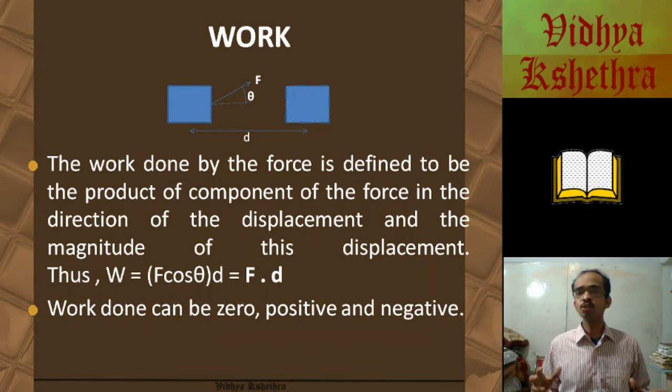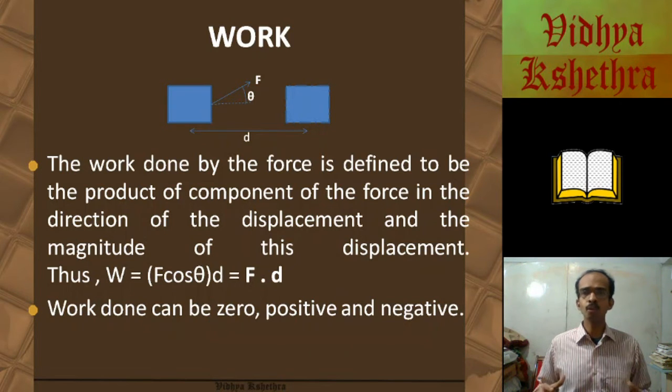Similarly, a coolie carrying a weight on his head. In this case, the force is perpendicular to the direction of motion, since the coolie is carrying it on his head and walking. In this case, theta becomes 90 degrees and hence work done is equal to 0.